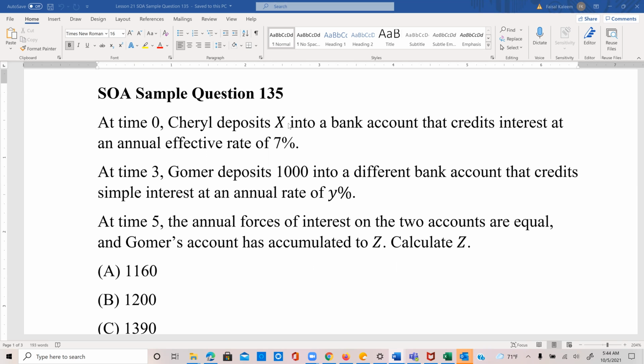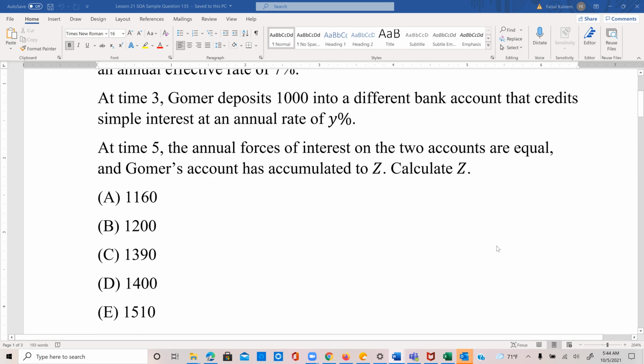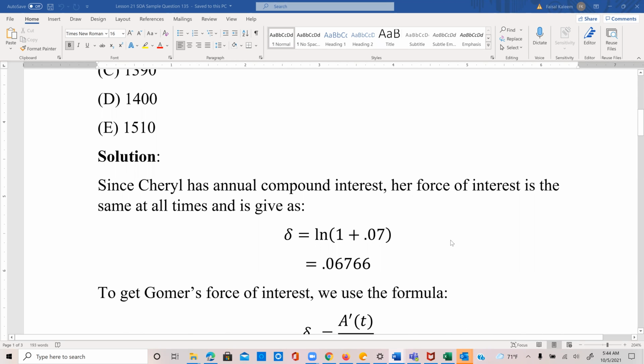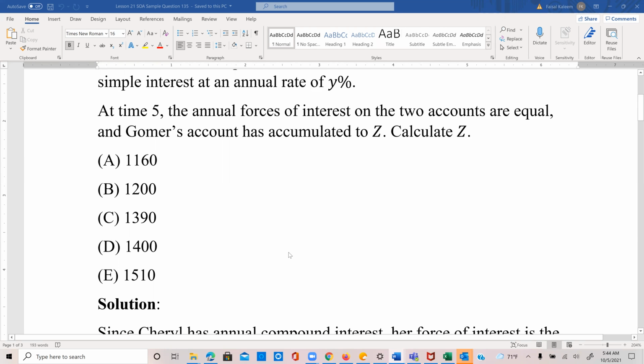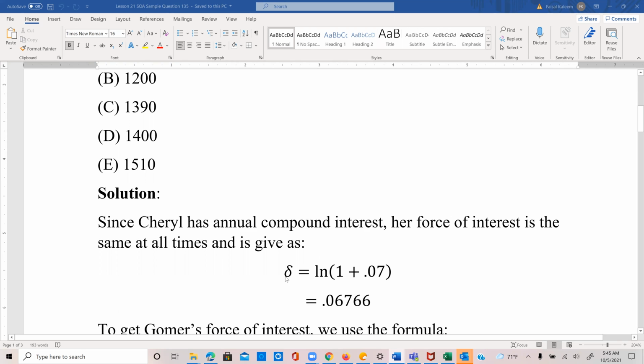She deposits X in an account at annual effective 7%. So that's just compound interest. First of all, we're interested in the forces of interest because we are told that at time 5, the forces of interest on the two accounts are equal. So we know that for an annual effective rate of 7%, which is annual compound interest, the force of interest is constant and it's ln(1 + i). So delta would be ln(1 + 0.07), which is 0.06766.